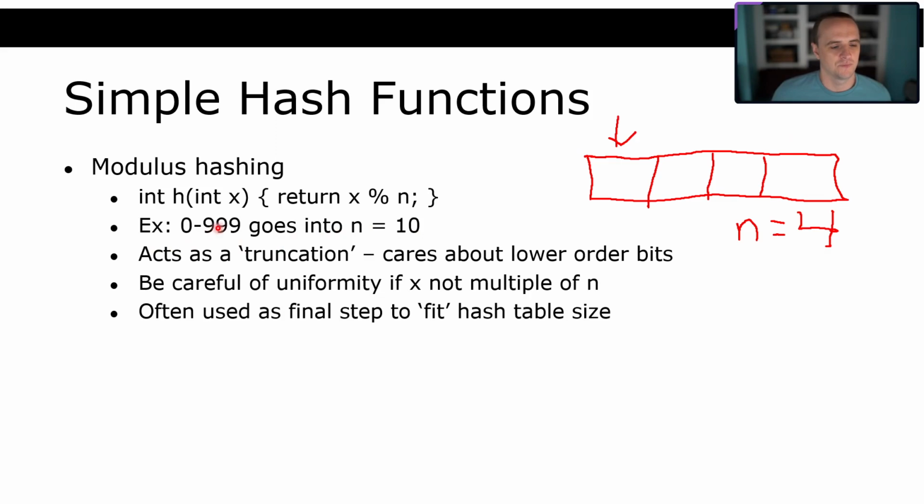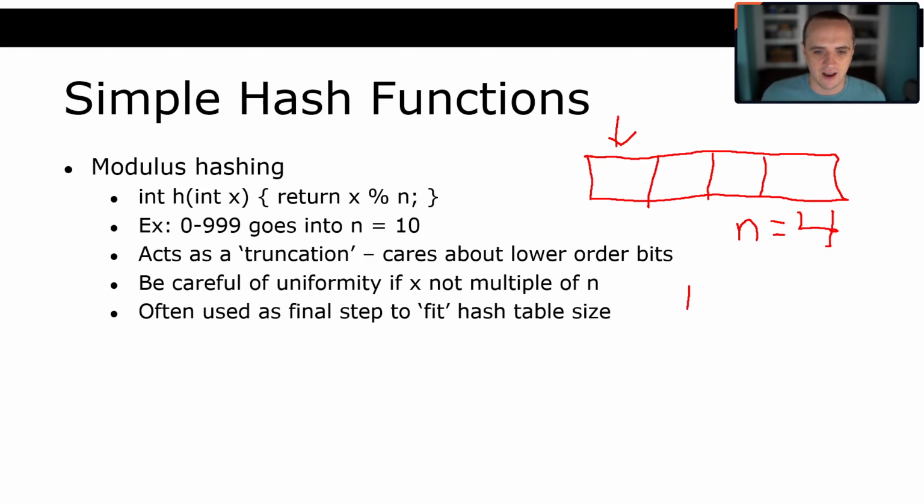So for example, let's say we want to map the values of 0 to 1,000 into 0 to 10, right? You can do this. And this acts as a sort of truncation. So it only really cares about the lower order bits. The way to think about that is, you can only do this trick if you're doing mod 10, okay?